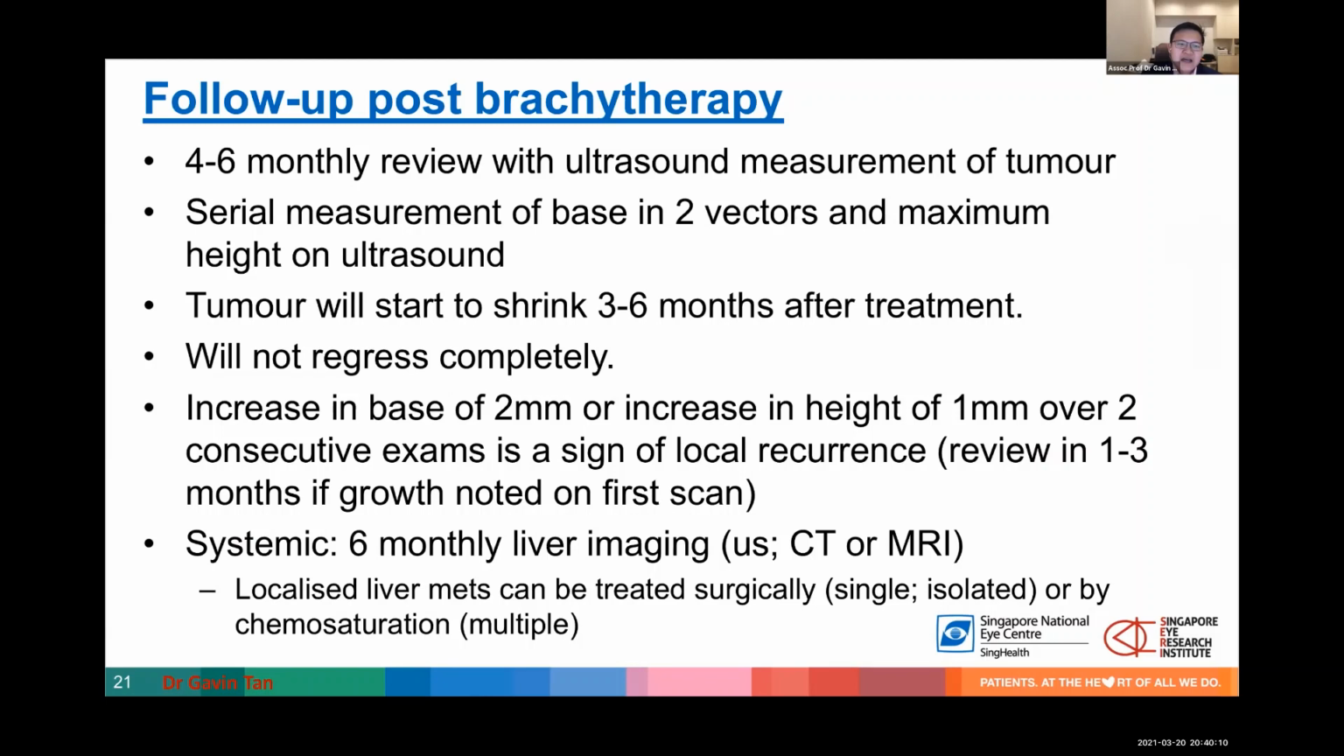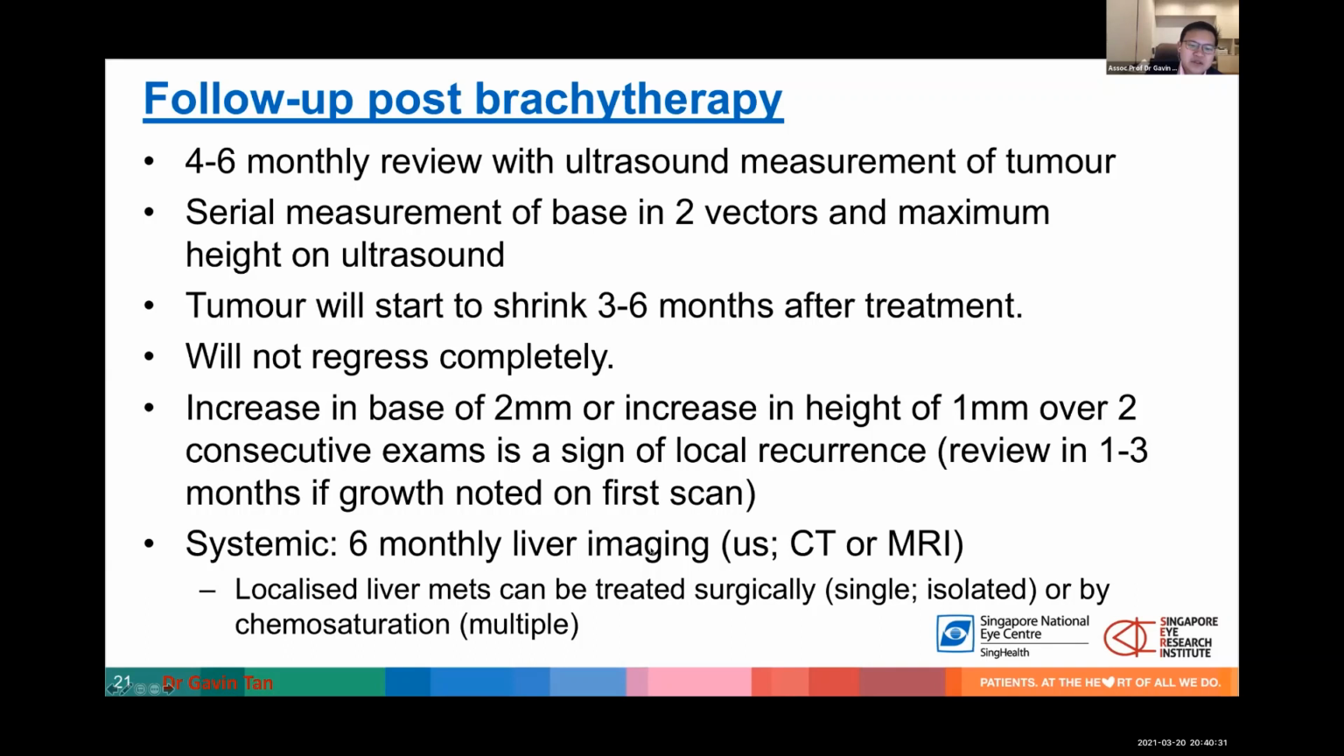It does take time for some change in size to be present, and it must be acknowledged they don't regress completely. We have a lot of patients who have had treatment and gone back to their primary ophthalmologist to review, and the ophthalmologist needs to realize that the tumor is not going to disappear completely after treatment. What's important is to monitor for changes in size.